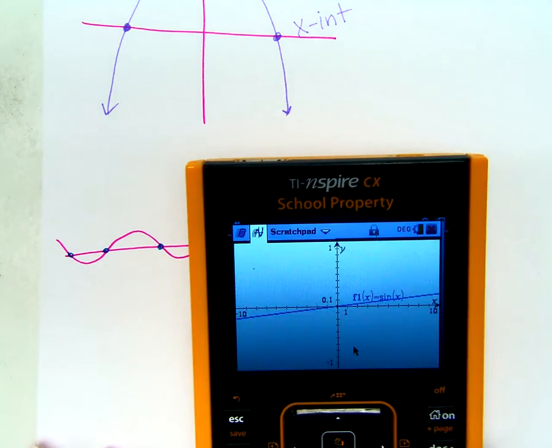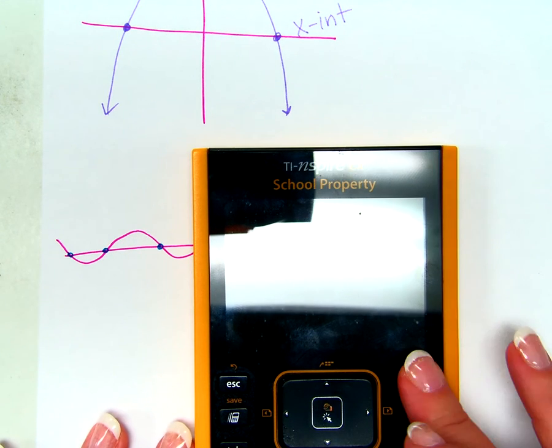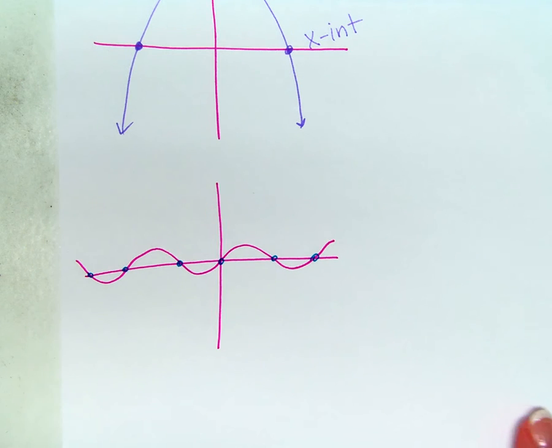Okay, so first thing I want you to do is turn your calculator on. Don't forget about that. Go to your graph. See if you can figure out if it's the sine function or the cosine function.